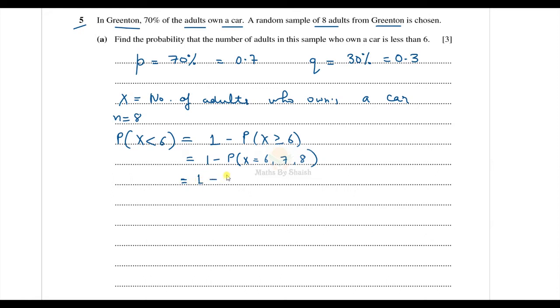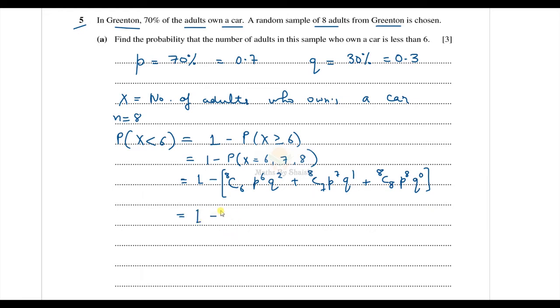So it is 8c6, we'll add them all. 8c6 p, that is 0.7, so 8c6 p raised to the power 6 and q raised to the power 2, plus 8c7 p raised to the power 7 and q raised to the power 1, plus 8c8 and p raised to the power 8 and q raised to the power 0. This is a possibility, and now we will calculate with the help of the calculator here.